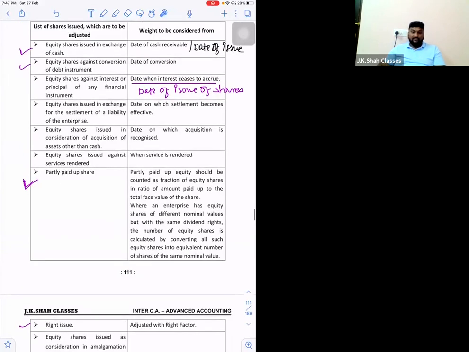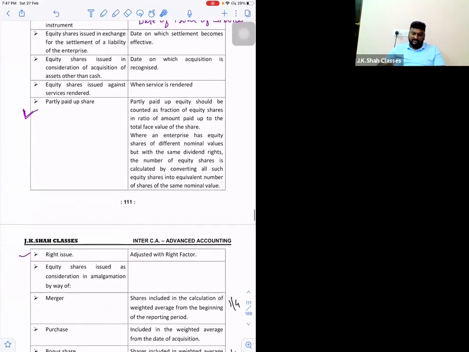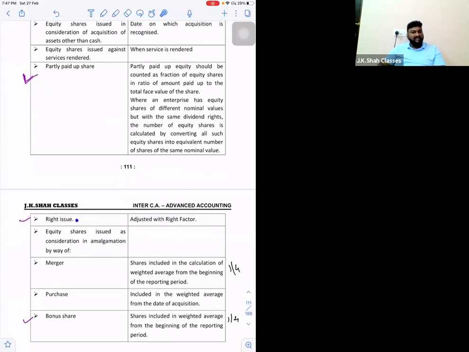Right? So we'll just recap the points which are going to come in our questions now. So if the shares are issued for cash, you will consider it outstanding from the date of issue. If there is a conversion of debt into equity, you will consider the shares outstanding from the date of conversion. For partly paid up shares, I'll talk about it after some time when we start an example. Right issue, we'll be doing it tomorrow. For bonus shares, always consider them as outstanding from the first day of the year.